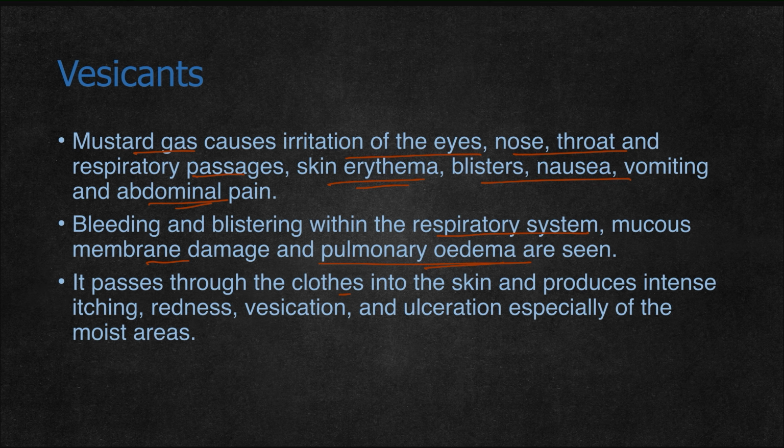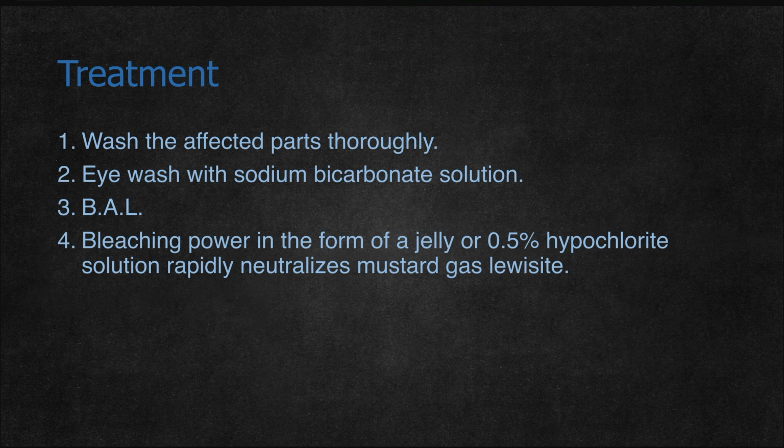It passes through clothes into the skin and produces intense itching, redness, vesication, and ulceration, especially of the moist areas. So, mustard gas is the typical vesicant, which has an irritant effect that can cause vesication. It can also penetrate and pass through the cloth and be absorbed from the skin, leading to blister formation, nausea, vomiting, and irritation of the respiratory passages.